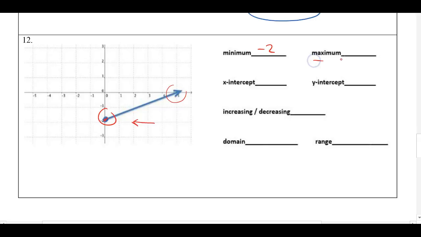Now the maximum is the highest point. Now we would say this is the highest point, but this is an arrow, so that means it keeps on going forever and ever and ever. There's no top. Okay, so here we just say none.